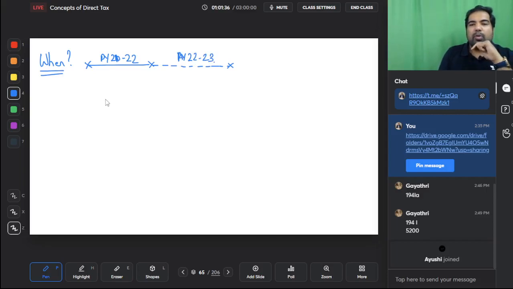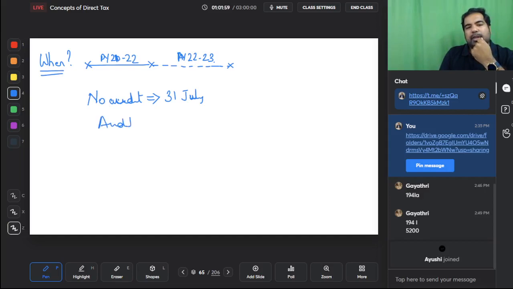First, people who are not subject to audit. So no audit required. If no audit is required, that means you don't have to go to a CA and he will not have to give you an audit report, all of that. Then you don't have to spend too much time after the year ends in March, April, May, June, July. So by 31st July, you have to file your return. This is everyone who is not auditable.